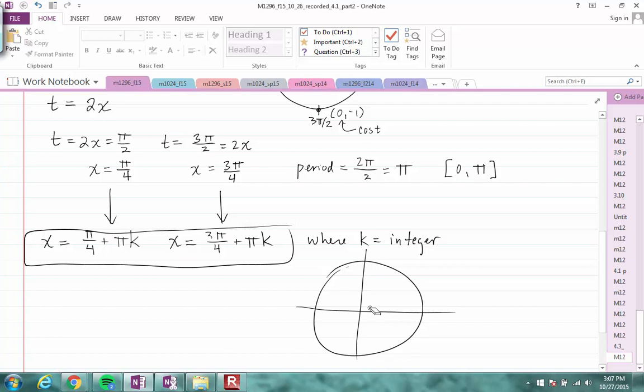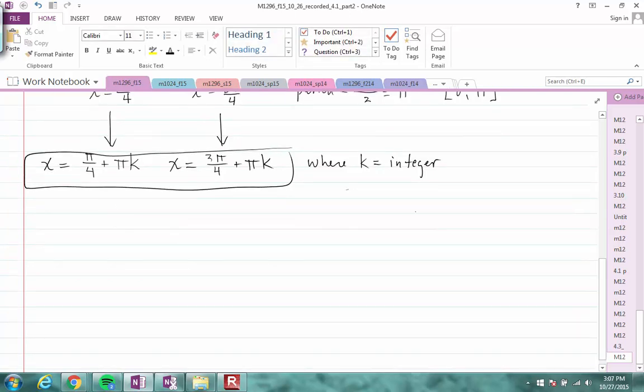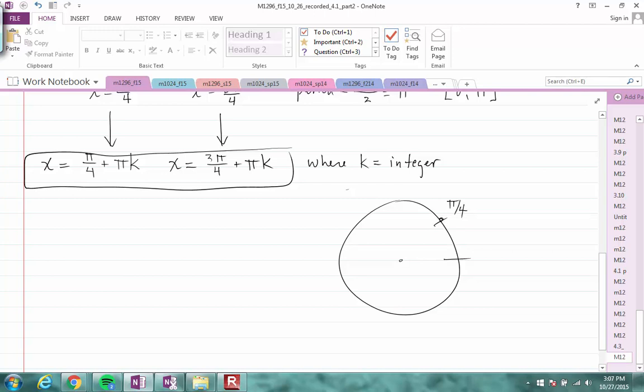this is the world's worst unit circle. I will start over here. So pi over 4, that's one of our solutions, and again our period is 0 to pi, and the other solution from 0 to pi was 3 pi over 4, which is over here.